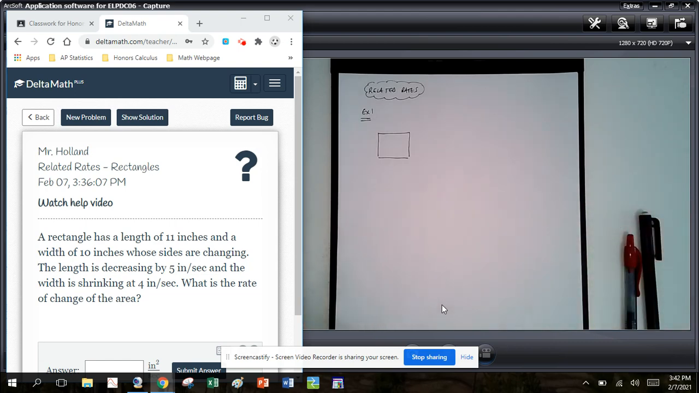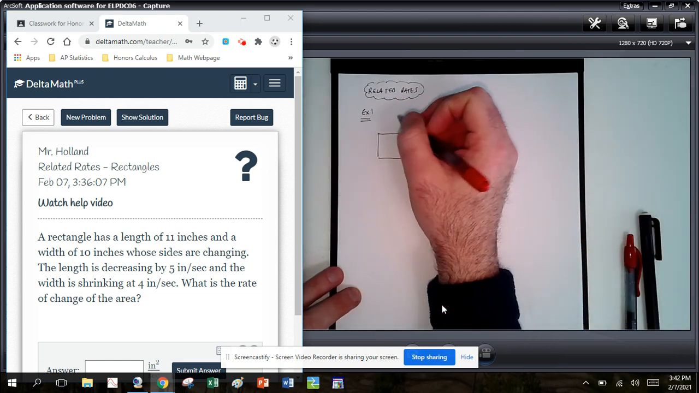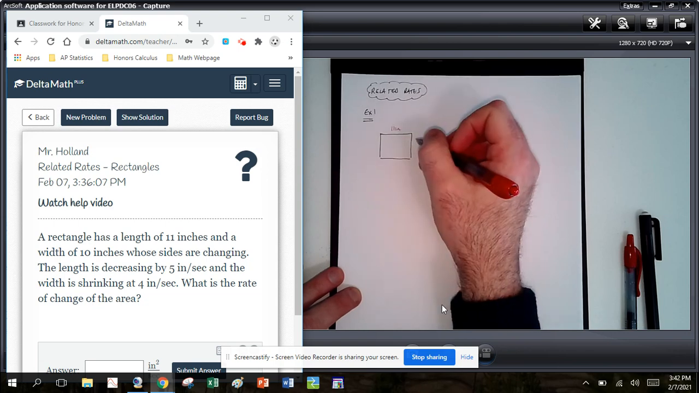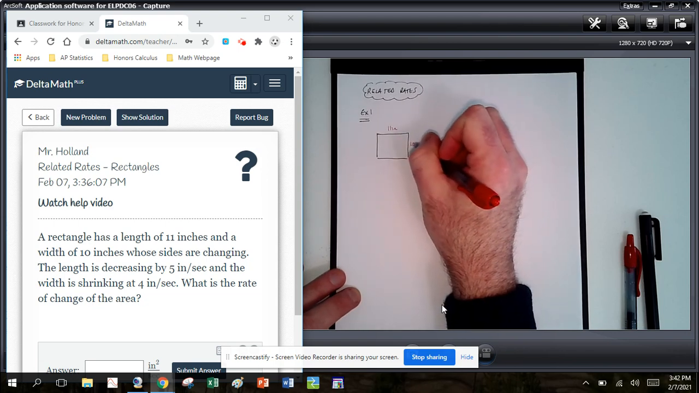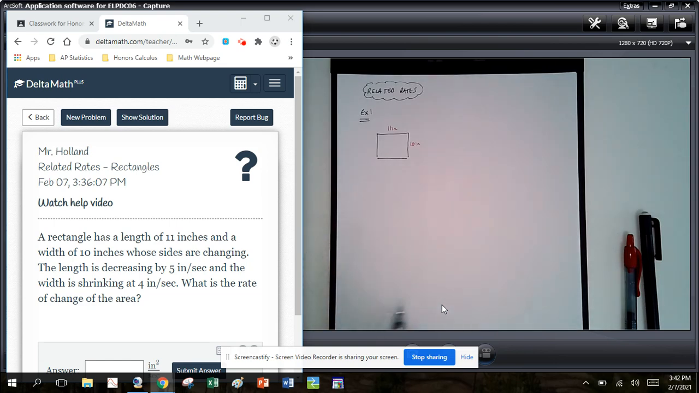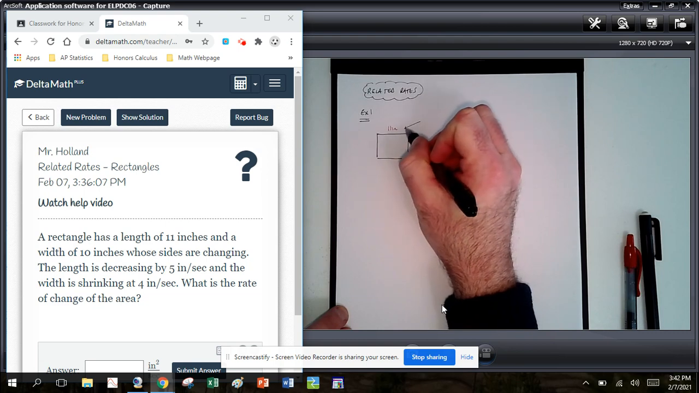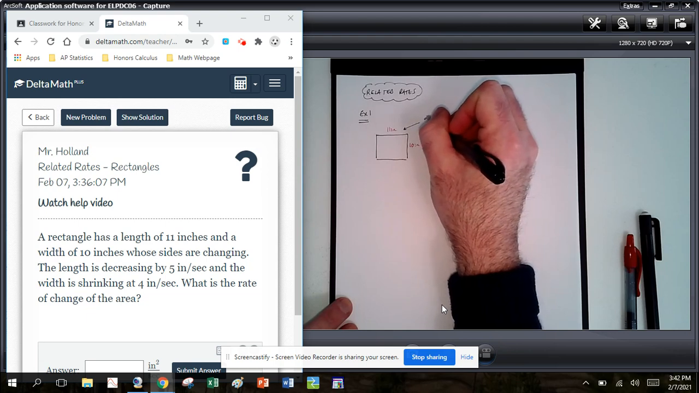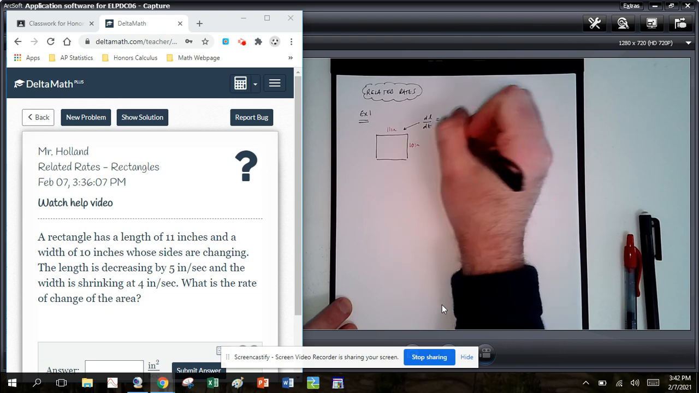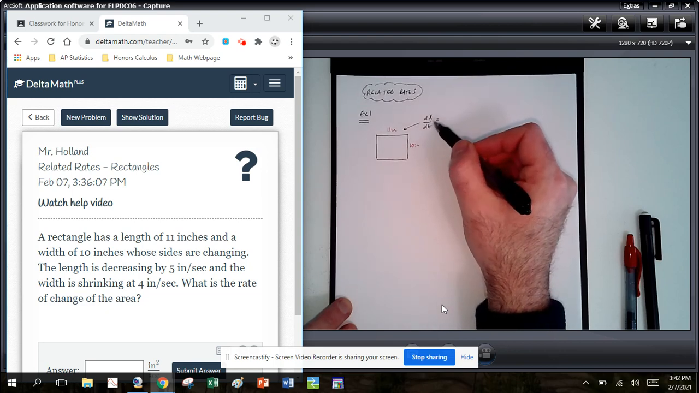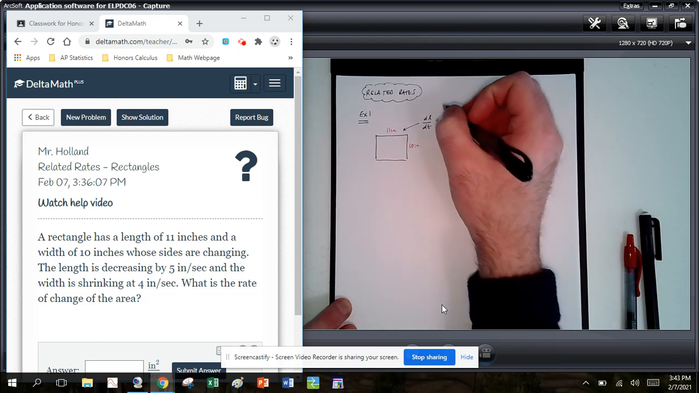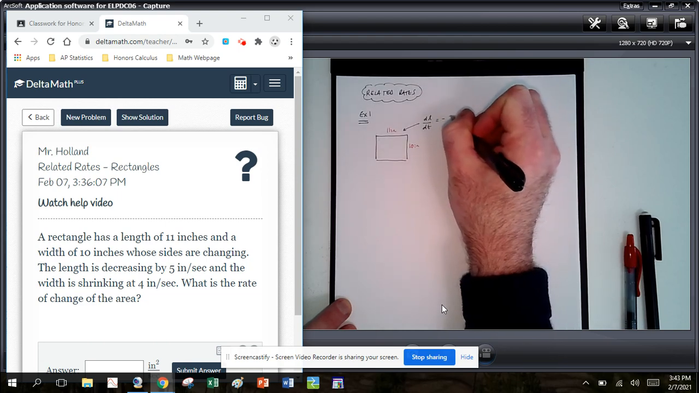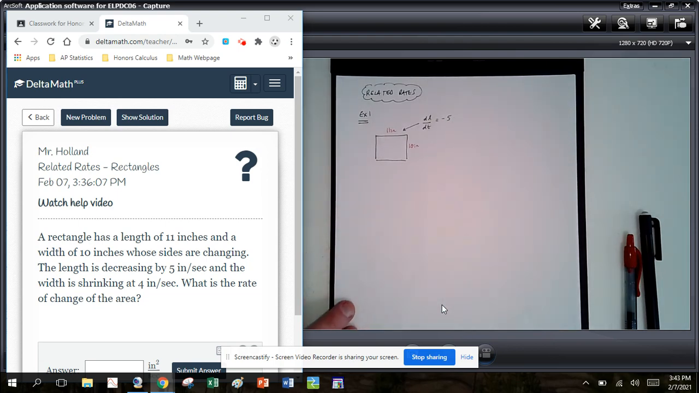And then we're going to plug in everything we know. So we know that the length is going to be 11 inches, and we know the width is going to be 10 inches. Now it says that the length is decreasing by 5 inches per second. So that's a related rate. That's a rate of change. So the way that I write that, it's going to be dl with respect to dt. So the way to look at that, it's the change of length with respect to the change in time, and then that's going to be equal to -5 because it's decreasing.